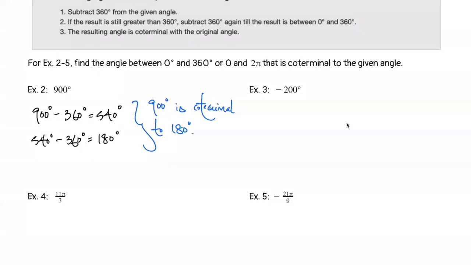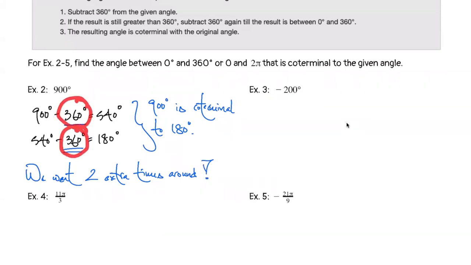All right. My question to you is how many extra times did I go around the circle from 180? Okay. We subtracted 360 once, we subtracted 360 again. That means we went 2 extra times around. Right? So we could call it 900 degrees, but that's really overkill because it's the same as 180 degrees.